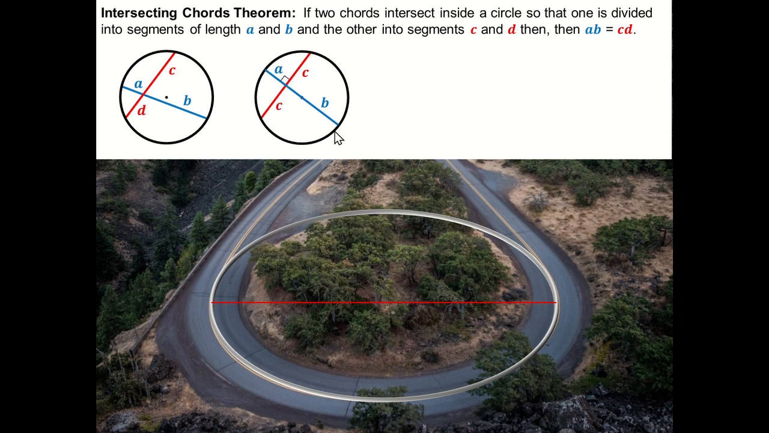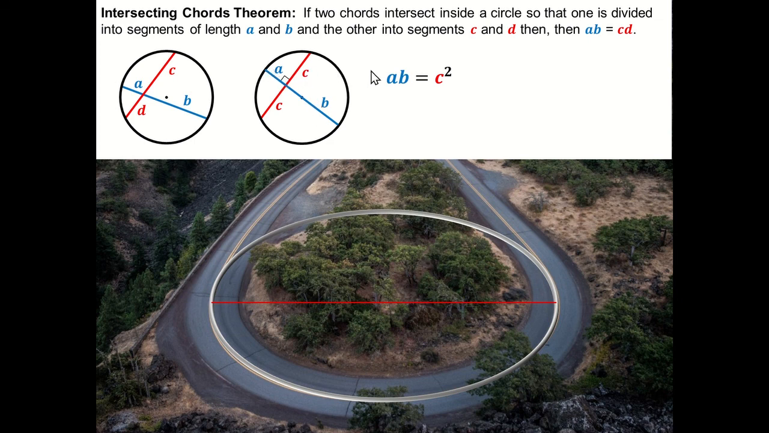If this chord is the perpendicular bisector of that chord, meaning it's at a right angle there and it cut it into two equal parts, then it's still going to be true. That times that is going to equal that times that. Okay, I'm showing you this. Why am I showing you this? It's so we can measure the radius without having to go through that mess there.